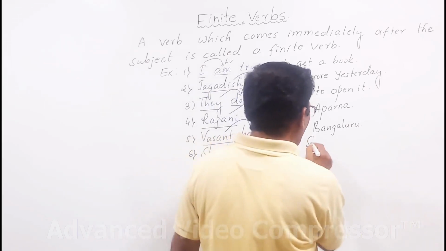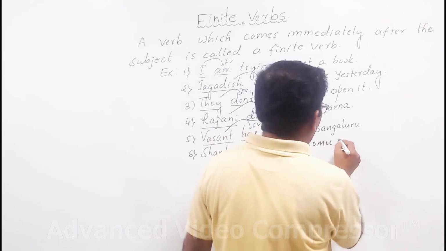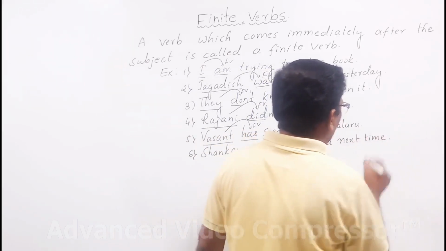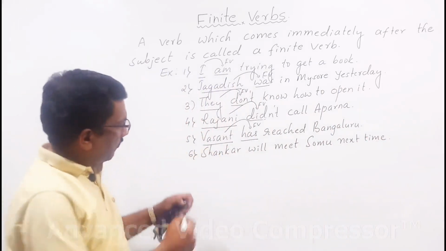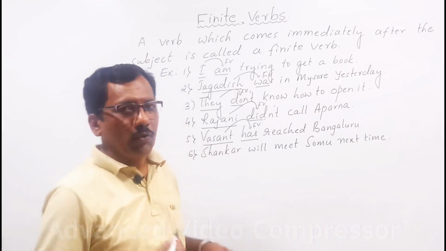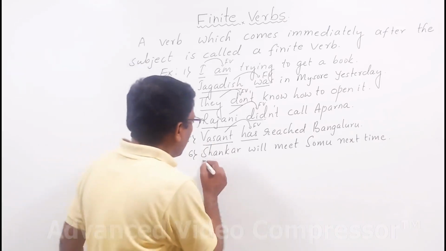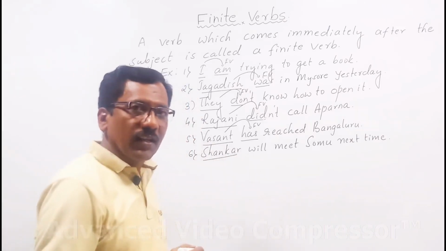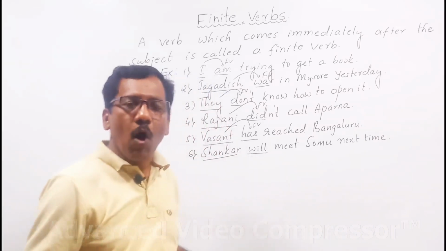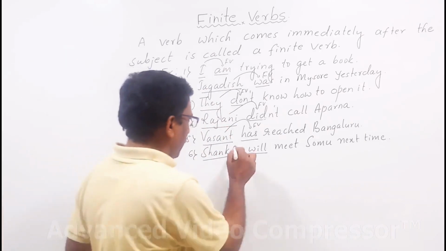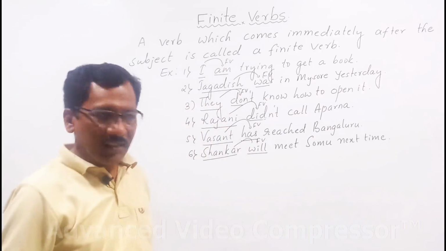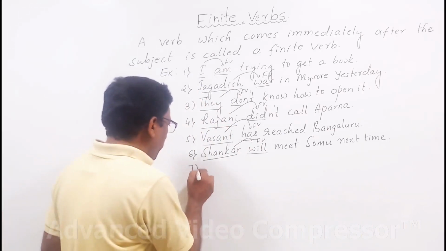Next point, please say: Shankar will meet Somo next time. See the sentence. Here in this sentence, Shankar is the subject. Okay? And the helping verb which has come after the subject is will. So, will is known as the finite verb. Is it clear?